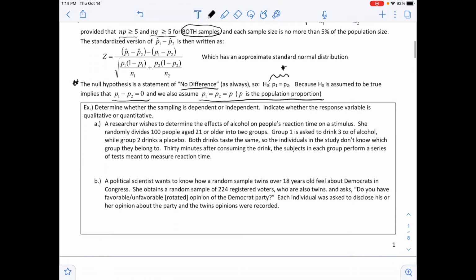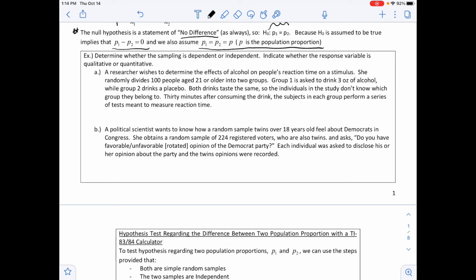The example right below this says determine whether the sampling is dependent or independent and indicate whether the response variable is qualitative or quantitative. Part A says a researcher wishes to determine the effects of alcohol on people's reaction time on a stimulus. She randomly divides 100 people ages 21 and older into two groups. Group 1 is asked to drink 3 ounces of alcohol, while Group 2 drinks a placebo.